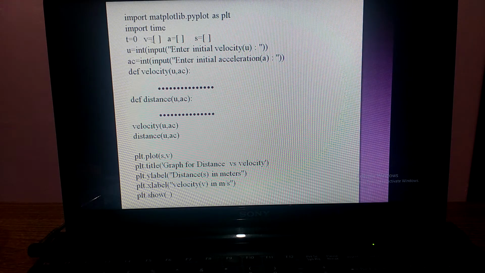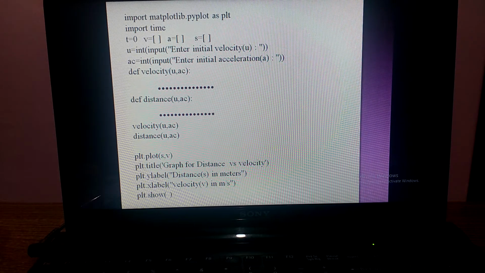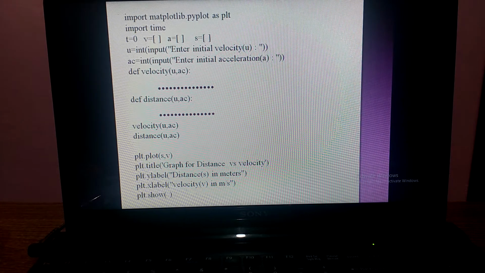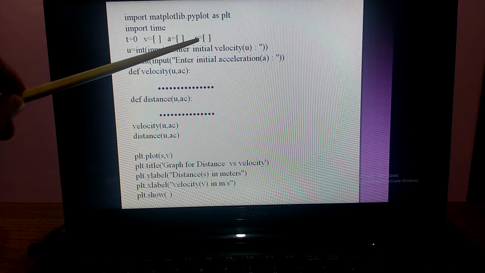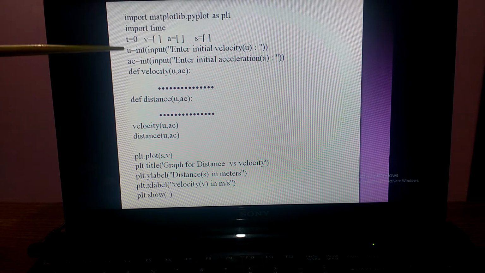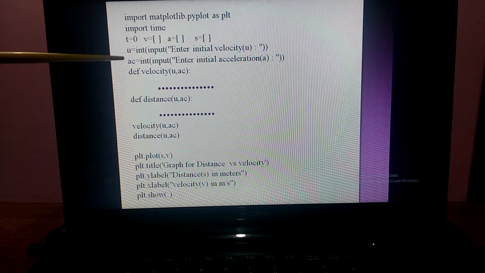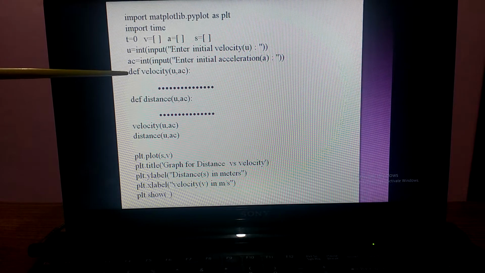I am importing time, and I am taking some variables, initializing my time to 0, and taking an empty list for storing velocity, acceleration. To store velocity, v is my velocity, a is my acceleration, and s is the distance. I am storing my initial velocity in u and initial acceleration in ac. These two are the variables to store my initial velocity and initial acceleration.